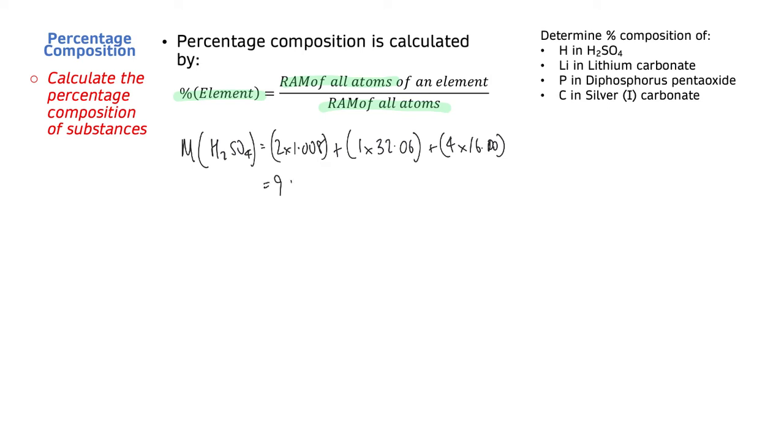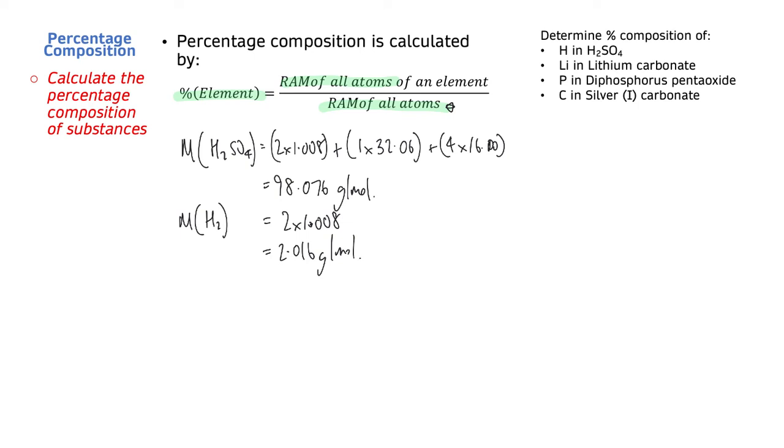Okay, and it turns out to be 98.076 grams per mole, and we know that already. So that's just the RAM of all atoms. Now then we have to work out the molar mass of all the hydrogen bits in it, because we were asked for hydrogen in that H2SO4. So all of the bits of hydrogen would be 2 times 1.008, which is equal to 2.016 grams per mole.